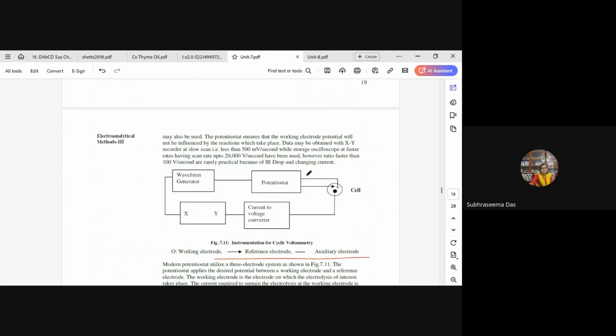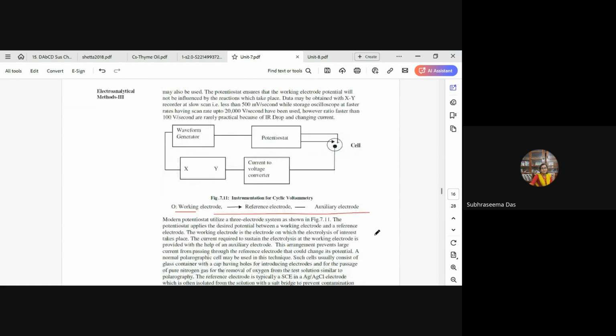The potentiostat ensures that the working electrode potential will not be influenced by the reactions which take place. The data is obtained with an XY recorder at a slow scan, that is less than 50 millivolt per second, while a storage oscilloscope is used at faster rates, with scan rates up to 20,000 volt per second. Here in this figure, O represents the working electrode to reference electrode, and this represents the auxiliary electrode.